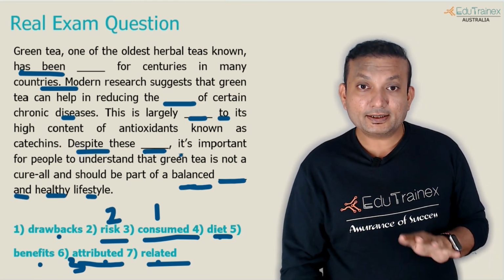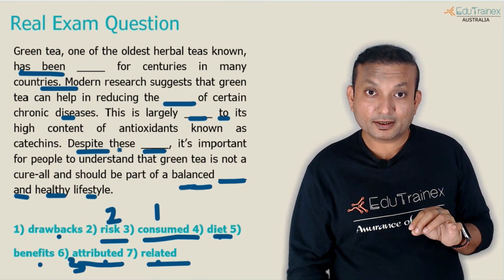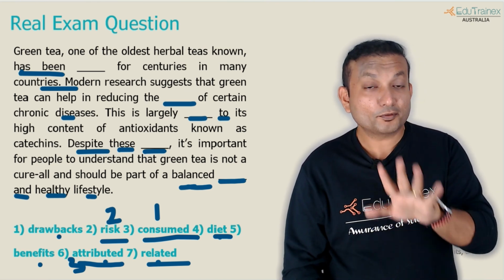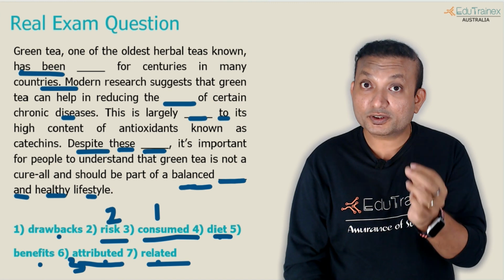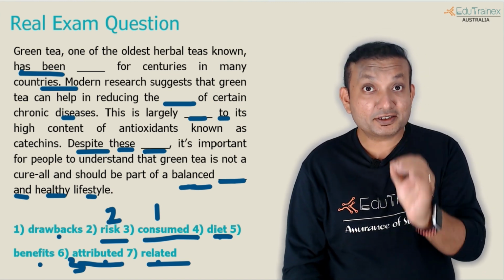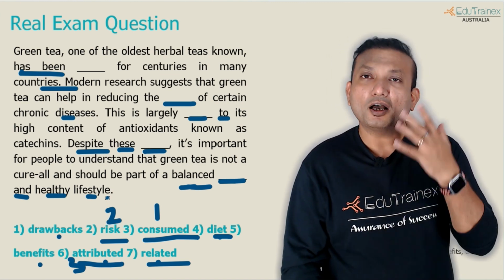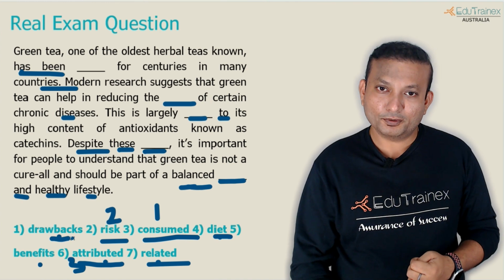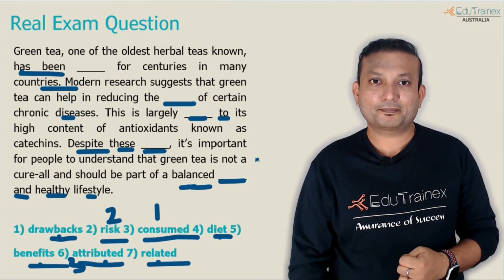Now despite these dash, which one was these? These. We need a plural noun. Very easy. These. If it was this, then singular noun. If it is these, then it is a plural noun. How many plural nouns do you see? Only 2. Drawbacks and benefits.